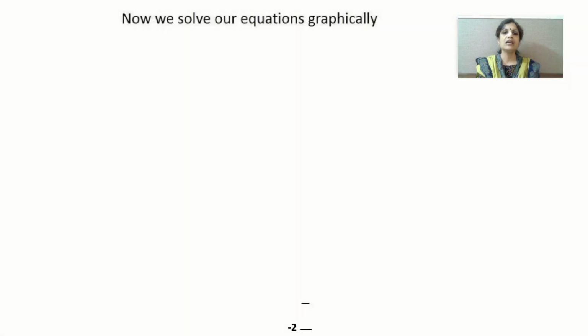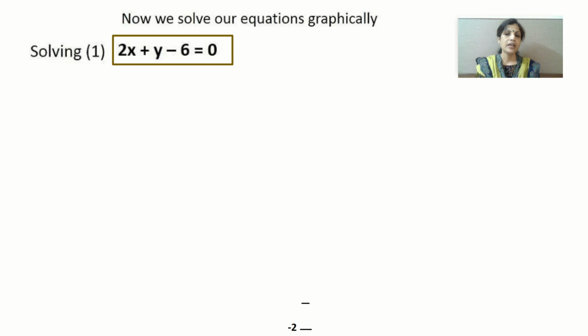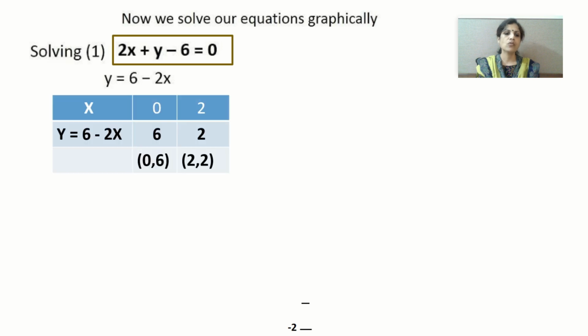For that, we will consider our first equation as 2x plus y minus 6 is equal to 0. Taking y towards the left and shifting all values towards the right, we get y is equal to 6 minus 2x. Let's prepare the table now. So x coordinate and y coordinate. If we substitute x is equal to 0, we get y is equal to 6. So the first coordinate is 0, 6. And if you substitute x is equal to 2, we get y is equal to 6 minus 4. 6 minus 4 is 2. So the second coordinate is 2, 2.